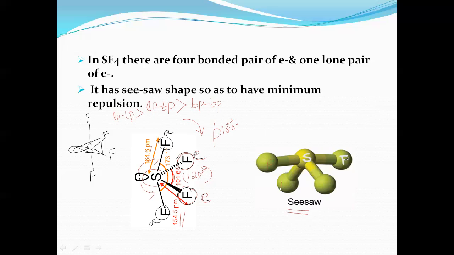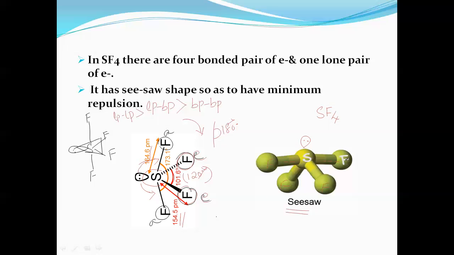This is fluorine, this is fluorine, and this is one fluorine. So these two are the equatorial bonds, and these two are the axial bonds, and there is a lone pair present on the central sulfur atom in one of the equatorial positions. So this is the structure of SF4, which is nothing but seesaw. Because of the presence of this lone pair on the central sulfur atom, there is a repulsion between the lone pair and bond pair of electrons. As a result, the angle is slightly reduced and the shape is seesaw.